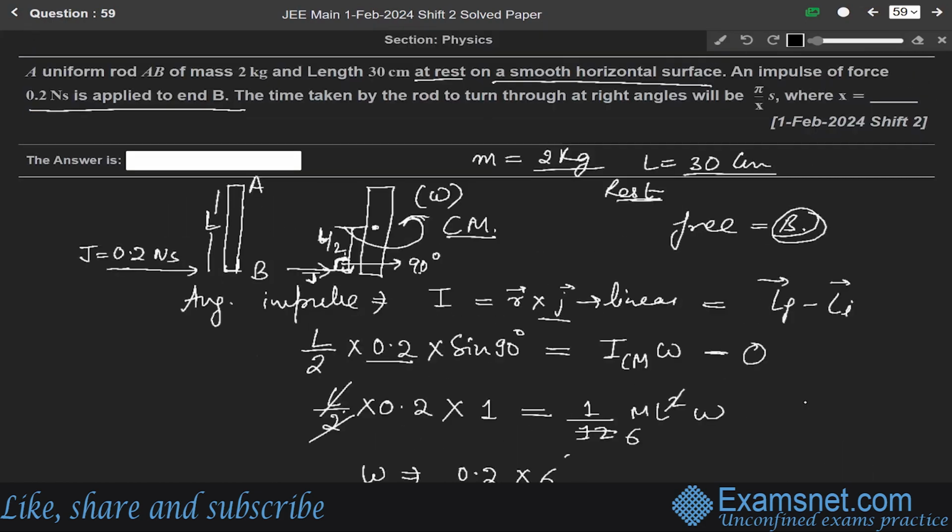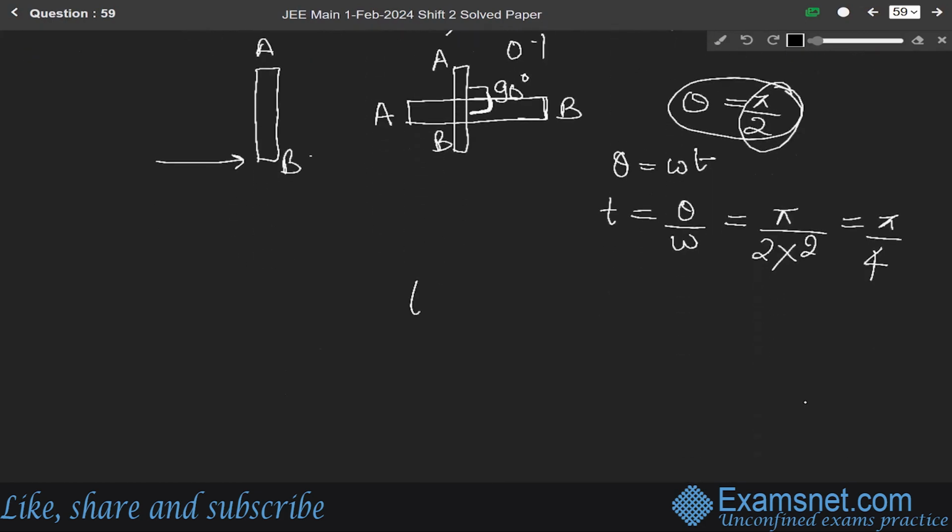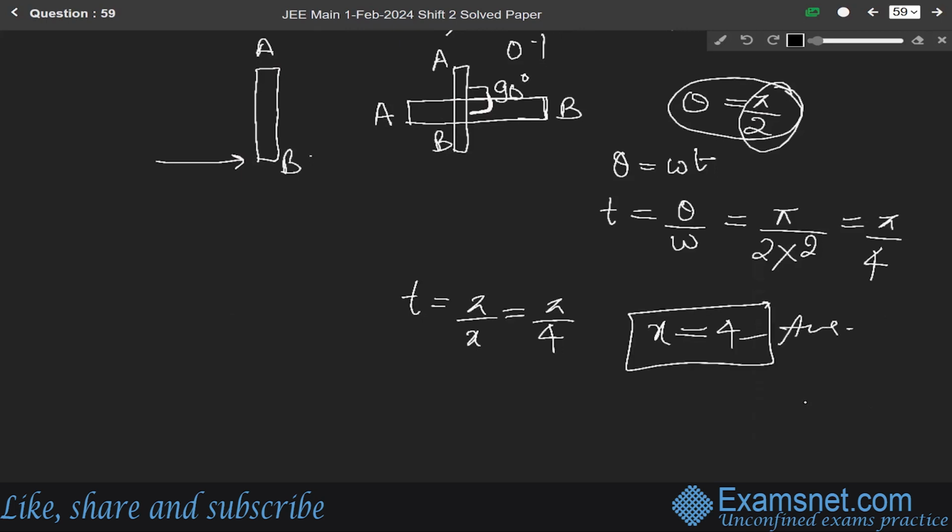And in the question we are given T equals pi by x. So comparing it with this, T equals pi by x equals pi by 4. So we get the value of x as 4. This is our final answer.